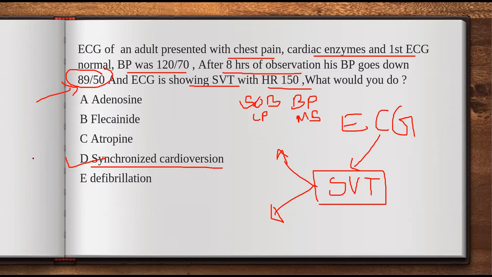But just to let you know, other options like atropine are given in symptomatic bradycardia patients. Flecainide is a rhythm controlling drug, mainly used in atrial fibrillation. Again, adenosine we use in SVT, when patients are stable and did not respond to the vagal maneuver. Then we try adenosine. Cool. So this is your answer in this case.